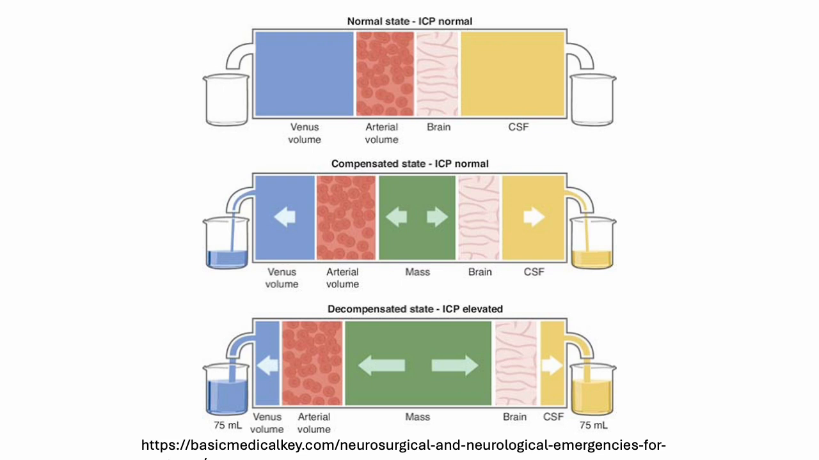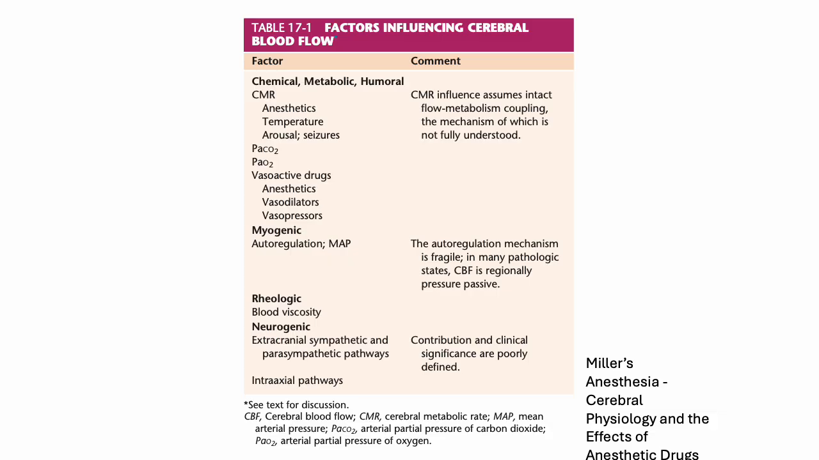So this is when the body is in a compensatory state, and if the mass gets bigger and bigger, eventually you're gonna exhaust how much extra CSF or venous volume you can squeeze out, then you will become decompensated and have a spike in the intracranial pressure. So most of our patients are probably in the compensated state. Once in a while you see one that's in a decompensated state, or if you have a craniotomy, you'll probably go from compensated to decompensated, depending on the case and what goes on with the surgery.